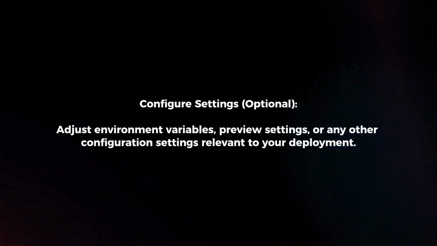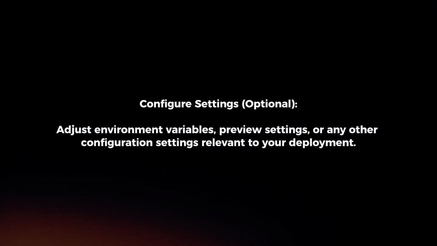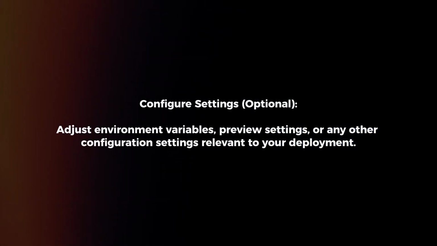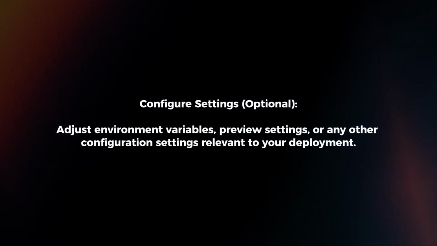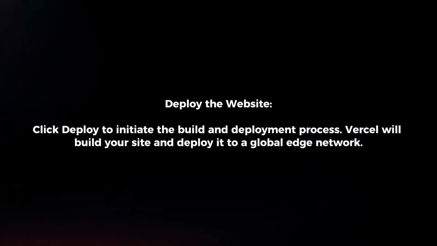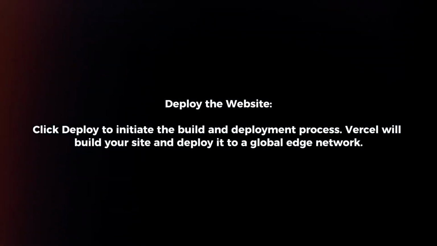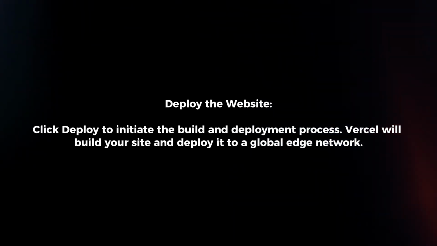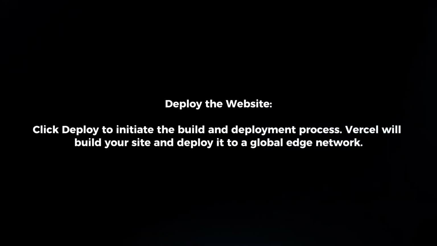Configure settings. Adjust environment variables, previous settings, or any other configuration settings relevant to your deployment. Deploy the website. Click Deploy to initiate the build and deployment process. Vercel will build your site and deploy it to a global edge network.